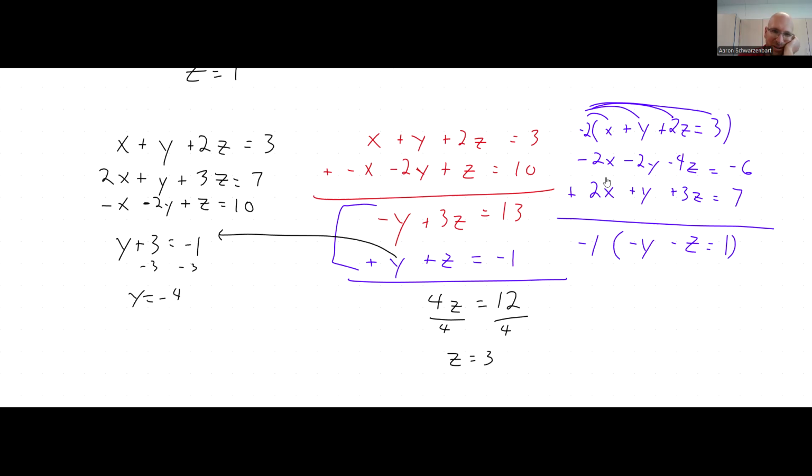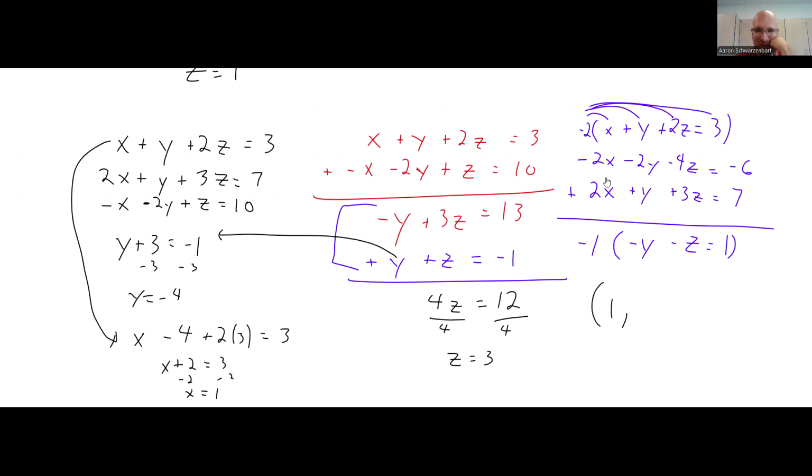I'll take any one of my equations. This one looks good. I like that one because x is just by itself. Plug in for y and for z. -4 plus 2 times 3, that's 6. So x plus 2 equals 3. x is equal to 1. My answer is 1, -4, 3.